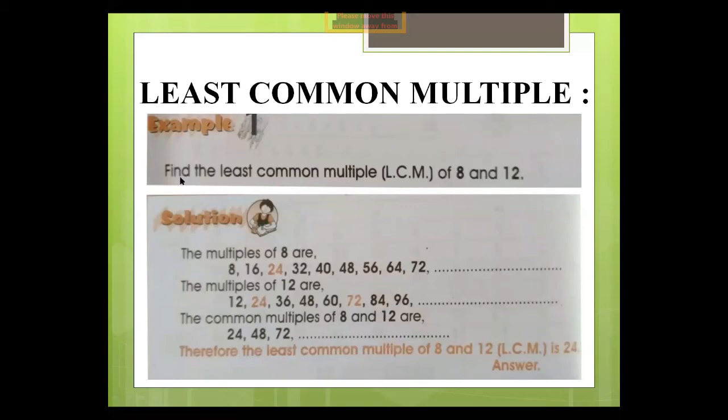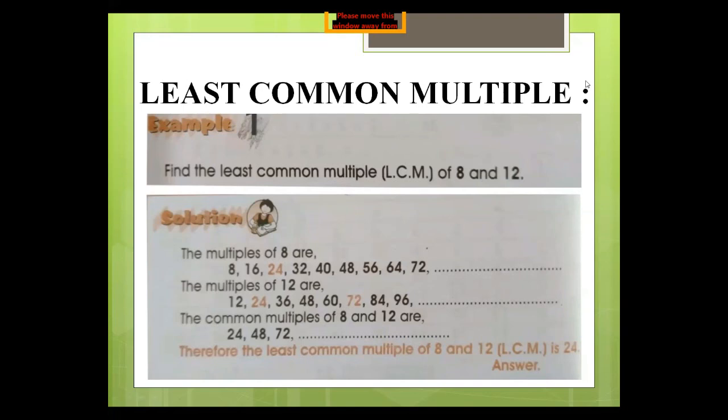Now in the question you have to find the least common multiple. Least common means the lowest common one among all these multiples. The number 24 is the lowest among all these. 24 is the smallest number, while 48 and 72 are bigger numbers. That's why we pick 24 as the least common multiple of 8 and 12. Therefore, the least common multiple of 8 and 12 is 24.